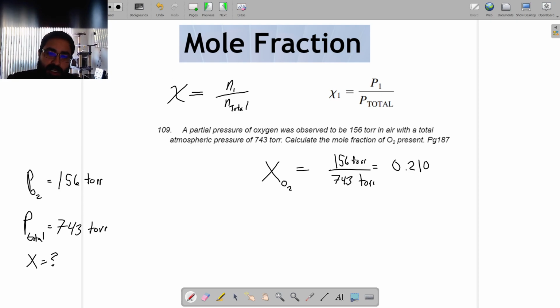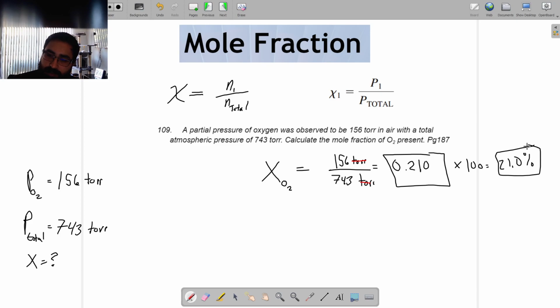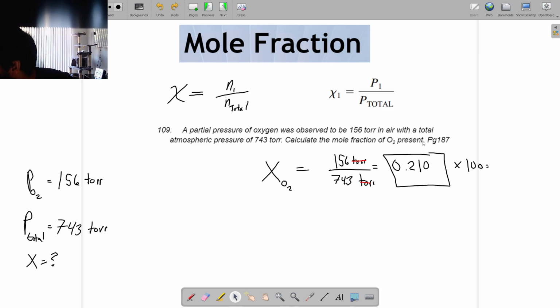Why does it have no units? Well, look at this torr and look at that torr, it's gone. So the mole fraction of O2 is 0.210, and if you wanted to turn that into a percentage, you multiply by 100 and it will tell you that this mixture is 21% oxygen. Pretty neat. Now, that's one type of problem, and you find it on page 187. It is titled Dalton's Law 2, I believe.